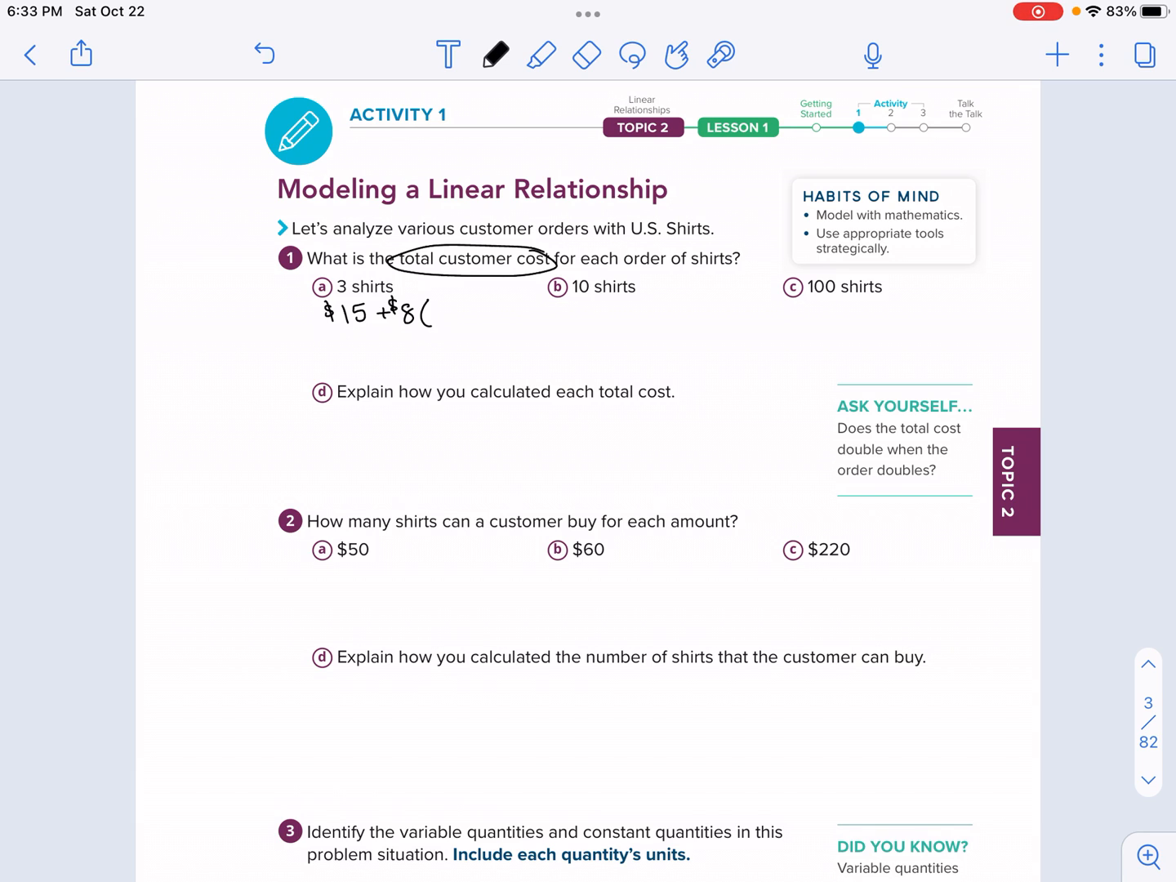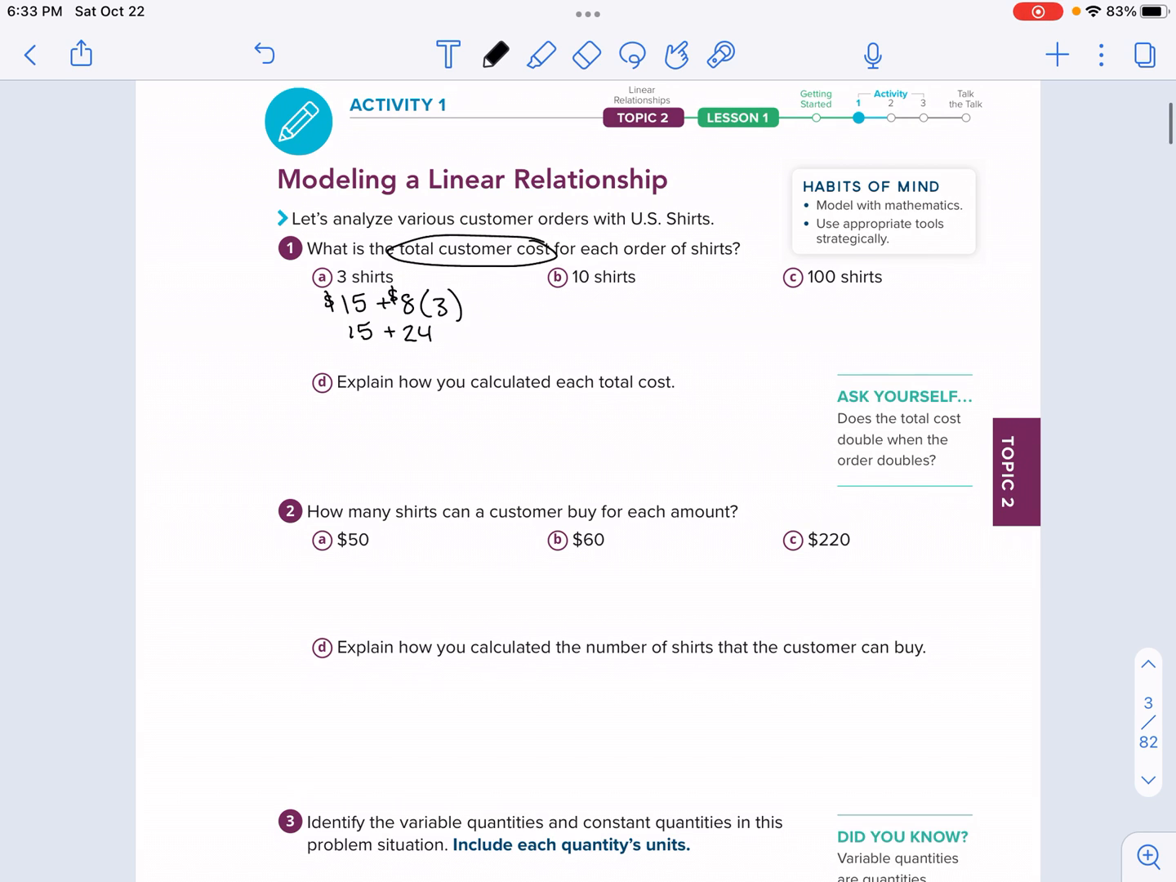So $8 per shirt times 3. Okay, now this we will use order of operations. So we're going to first multiply and then add. I'll get rid of the dollar symbol here, at least to calculate. So 15 plus 8 times 3 is 24. Now the total cost, we're going to add 15 and 24, and the final answer here is 39.